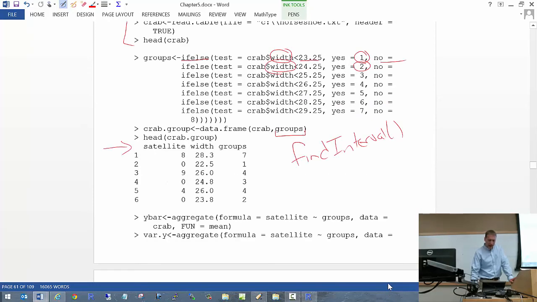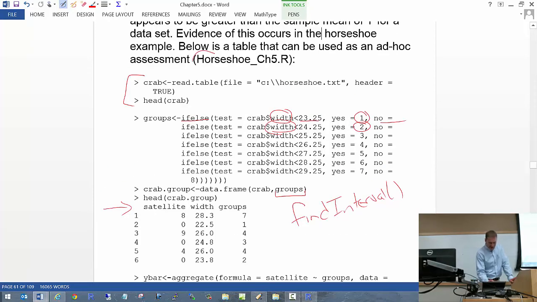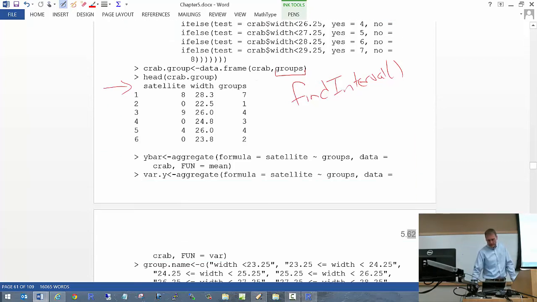And showing how to do that, it's a little bit easier. If you want to see it, it's in my horseshoe_chapter5.r program that's on my course website.